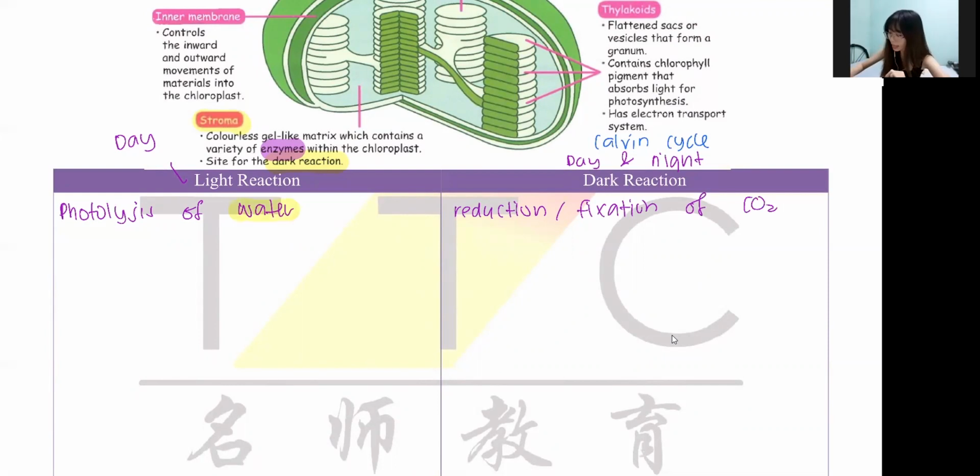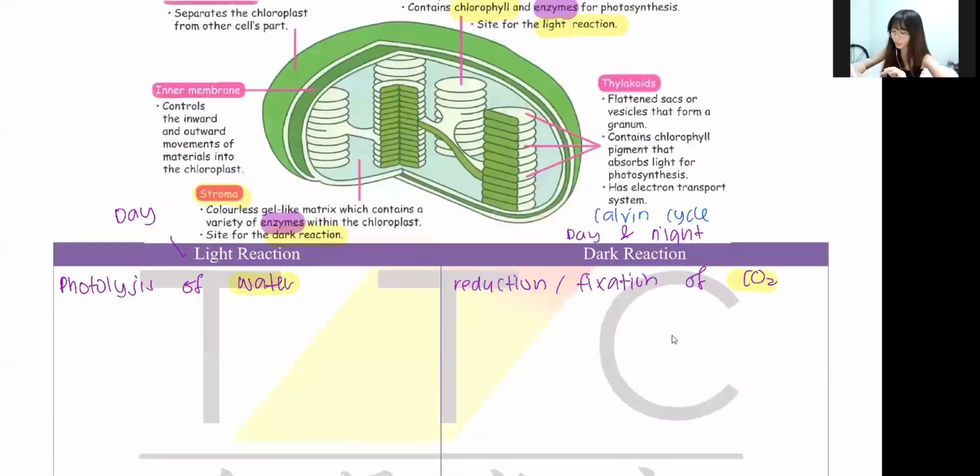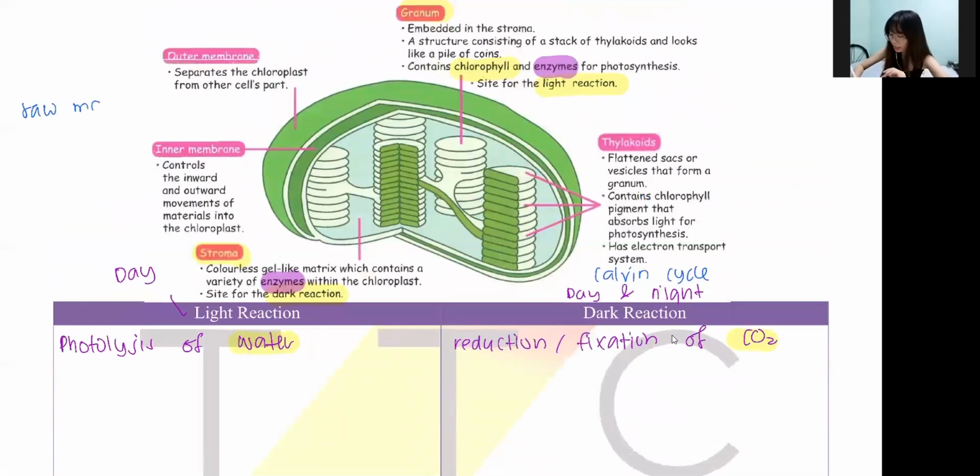So water and carbon dioxide, we call these raw materials. What is a raw material? It is the material that is needed to carry out the process. It's called raw material. We have water and carbon dioxide. So sunlight is not a raw material, and of course chlorophyll is not a raw material. It's only water and carbon dioxide.